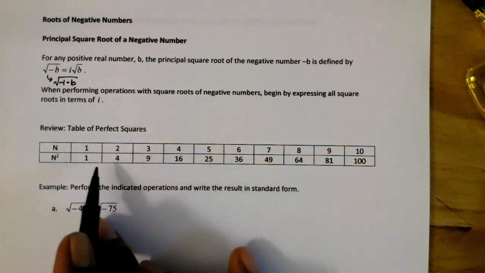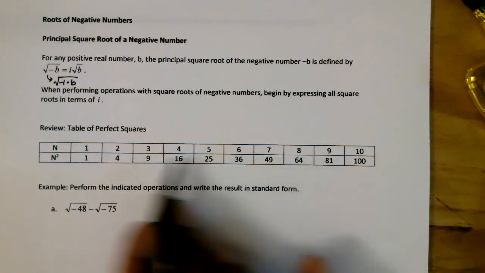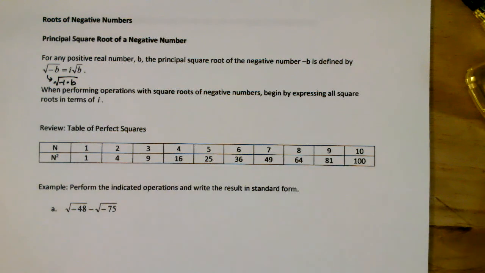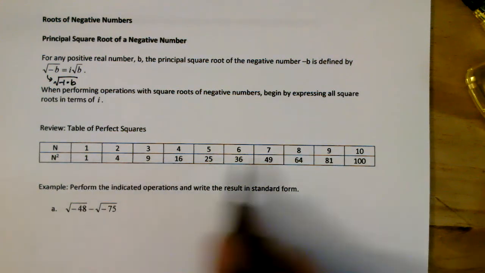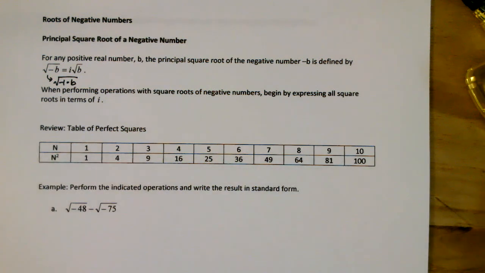Okay, and I've also included here a table of perfect squares. If you're not familiar with your perfect squares, here they are in this handout from 1 to 10. Because you're not always going to find the square root in this table. You might have to use the largest perfect square that would go into a particular number, like in this example here.